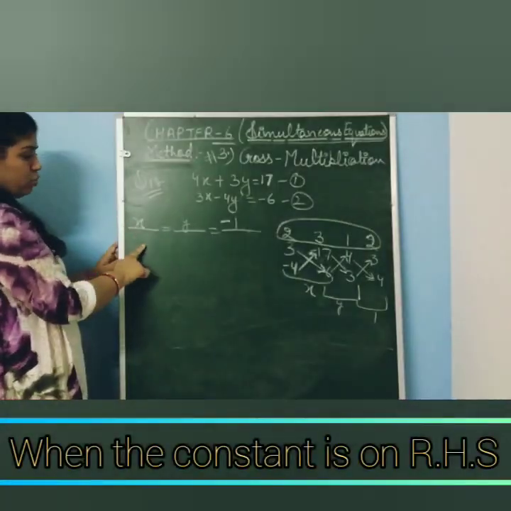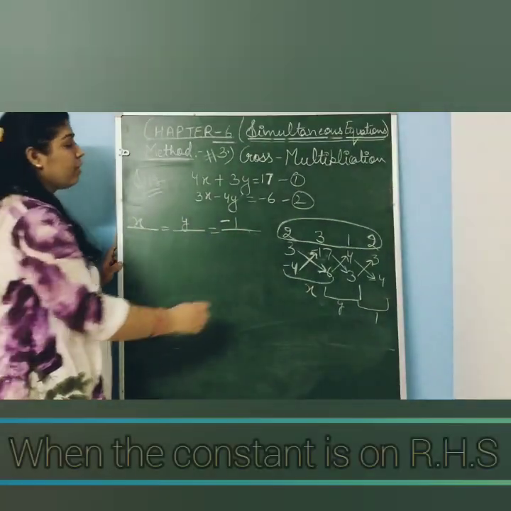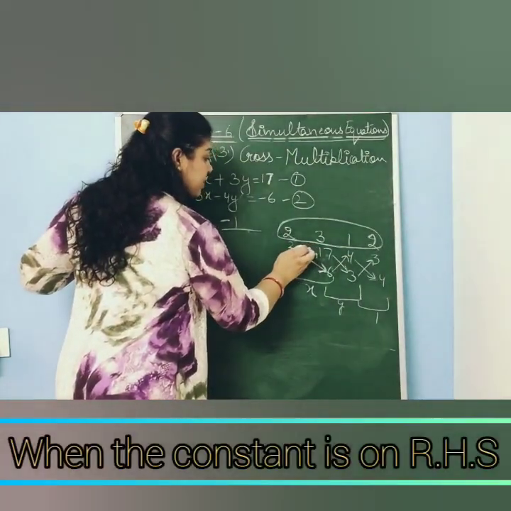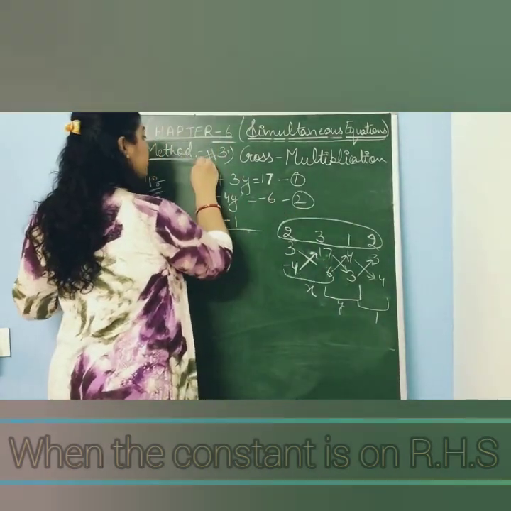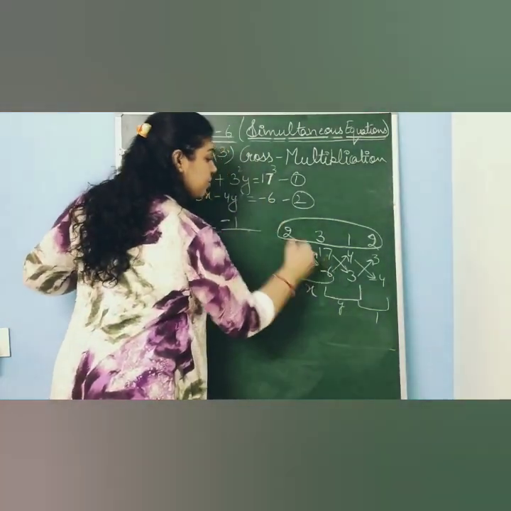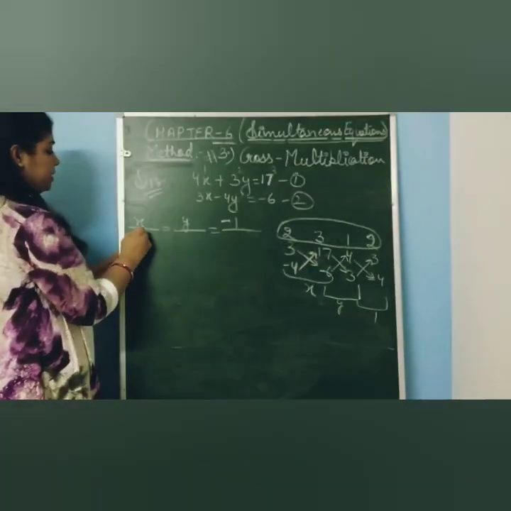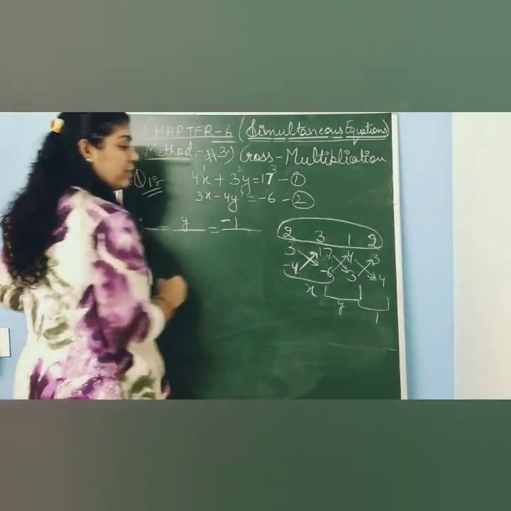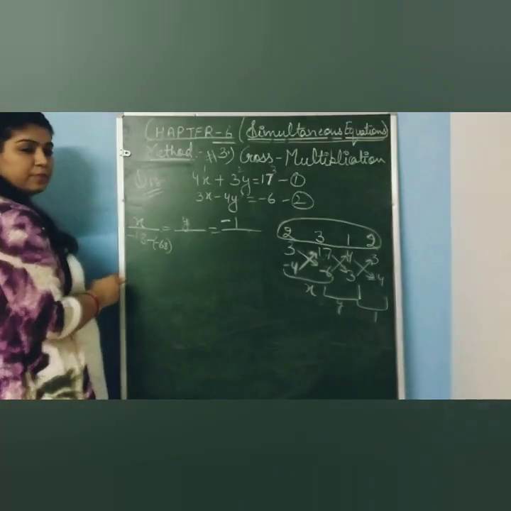So x over dash, y over dash, minus 1 over dash. Again 2, 3, 1, 2 is the method. But the difference is here 17 is having positive sign, and the third, this one, because this is 2, this is 1, this is 2, this is 3, minus 6. So when we start multiplication, 3 into minus 6, minus 18. Minus 4 into 17, minus 68.